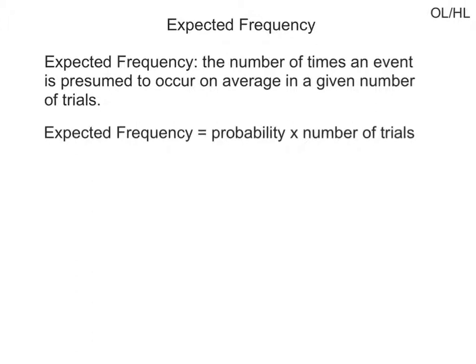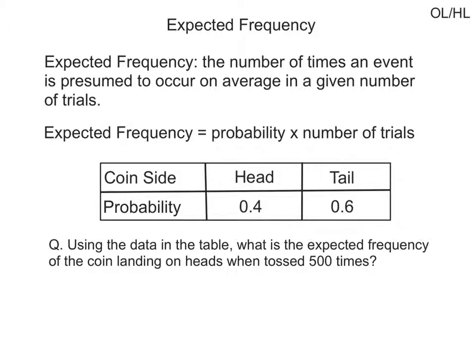Following from the relative frequency is the expected frequency. The expected frequency is the number of times an event is presumed to occur on average in a given number of trials. For example, if we toss a fair coin 100 times, we would expect 50 heads and 50 tails. The expected frequency of an event is equal to the probability of that event multiplied by the number of trials. Now we'll look at a question on expected frequency.